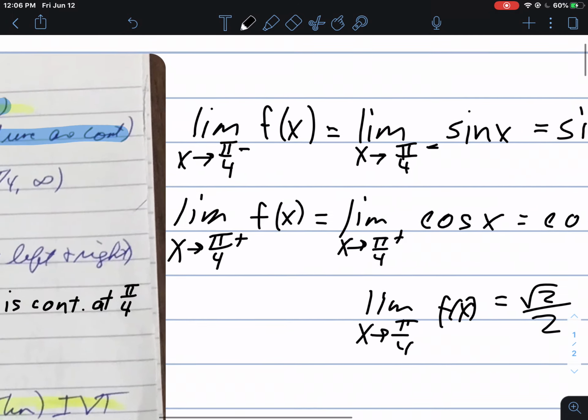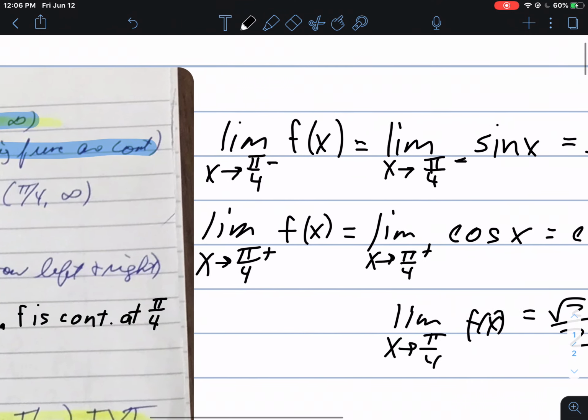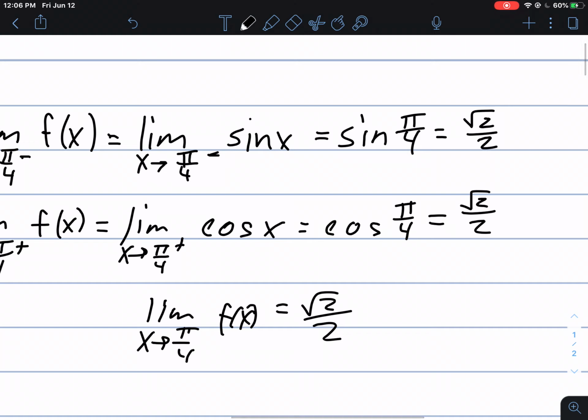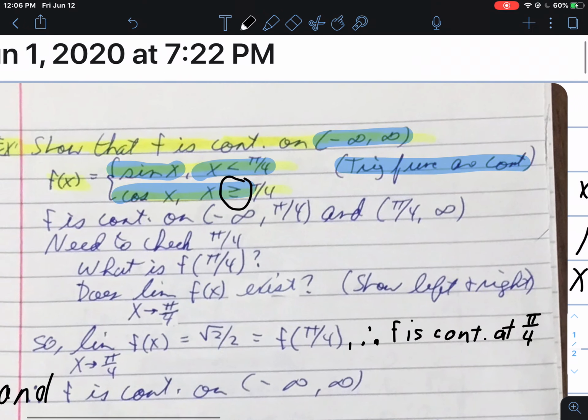The limit as x approaches pi over 4 from the right, that's our values of x greater than pi over 4. That's defined by cosine of x. So I've got cosine of pi over 4, which is also square root of 2 over 2. So I do have the limit as x approaches pi over 4 existing, and it is equal to square root of 2 over 2. And our first requirement, we said pi over 4 is in the domain of our function. It's in that second piece, so the cosine of pi over 4, which we just said is square root of 2 over 2, is exactly the same as the limit as x approaches pi over 4.